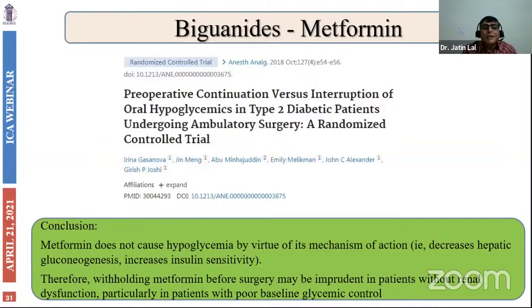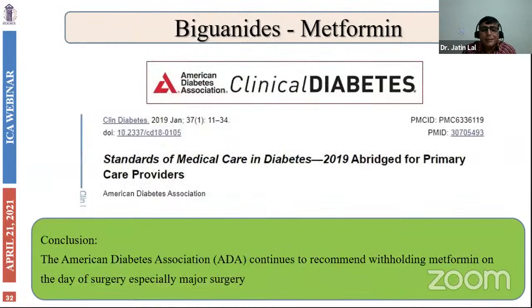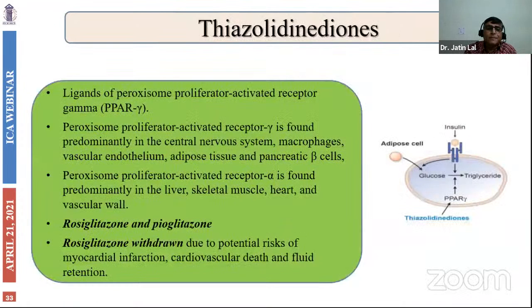Another study, a randomized controlled trial published in Anesthesia and Analgesia in 2018, looked at preoperative continuation versus interruption of oral hypoglycemics in type 2 diabetes patients undergoing ambulatory surgery. They concluded that metformin does not cause hypoglycemia by virtue of its mechanism of action, and therefore withholding metformin before surgery may be imprudent in patients without renal dysfunction, particularly in patients with poor baseline glycemic control. However, the American Diabetes Association in their 2019 abridged standards continues to recommend withholding metformin on the day of surgery, especially a major surgery.